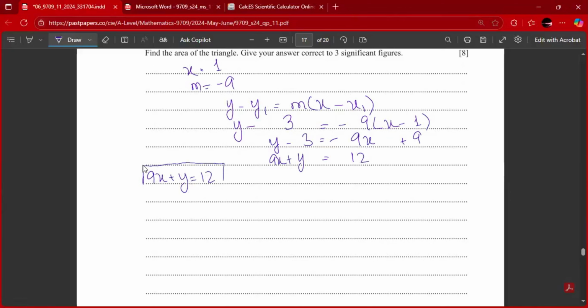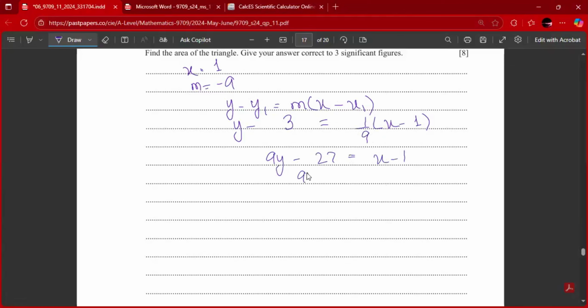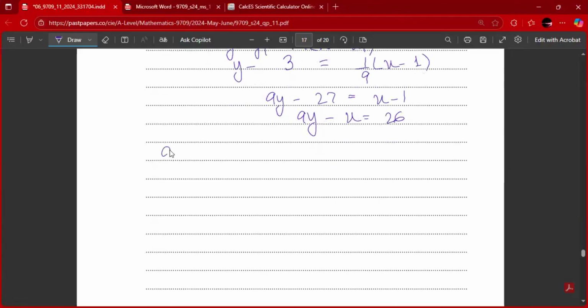Equation for the normal? No, this is not the equation for the normal. Oh my god, how could I be this stupid? The gradient was found using dy over dx, so the gradient was found for the tangent. For the normal, it's going to be 1 over 9. How could I be this stupid? Okay, let's just leave it. -27 is equal to x minus 1. 9y minus x is equal to 26. This is my equation for the normal. 9y minus x is equal to 26.